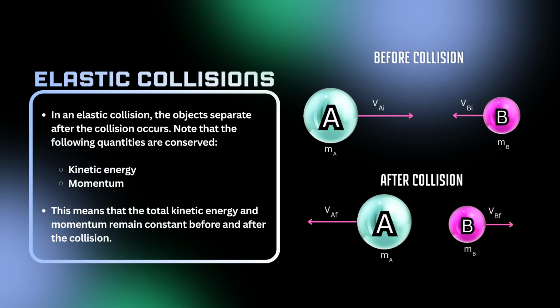Now, let us visualize this process. Before the collision, we have objects A and B with initial velocities and masses. After the collision, they move apart with different velocities, but the same combined energy and momentum. This conservation is a hallmark of elastic collisions and is crucial in understanding many natural and technological processes. Let's move on to explore more nuances of elastic collisions and how they differ from inelastic ones.